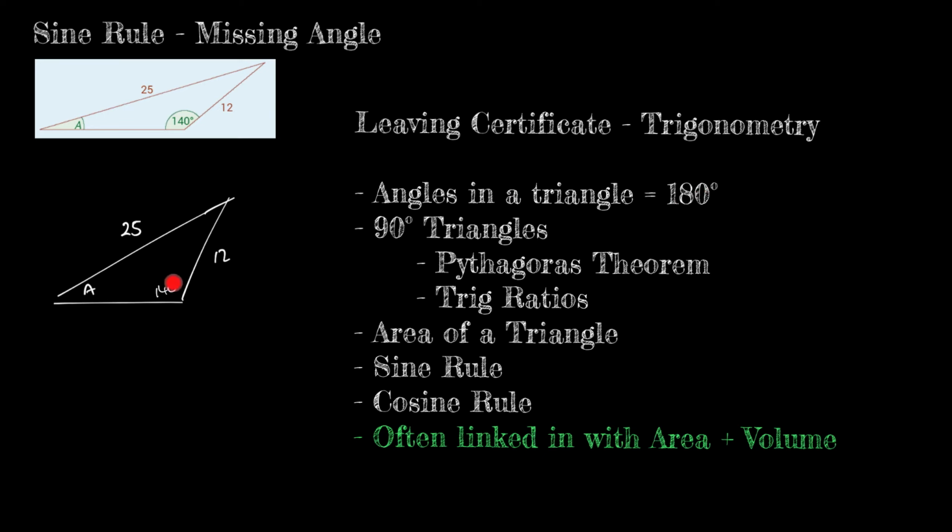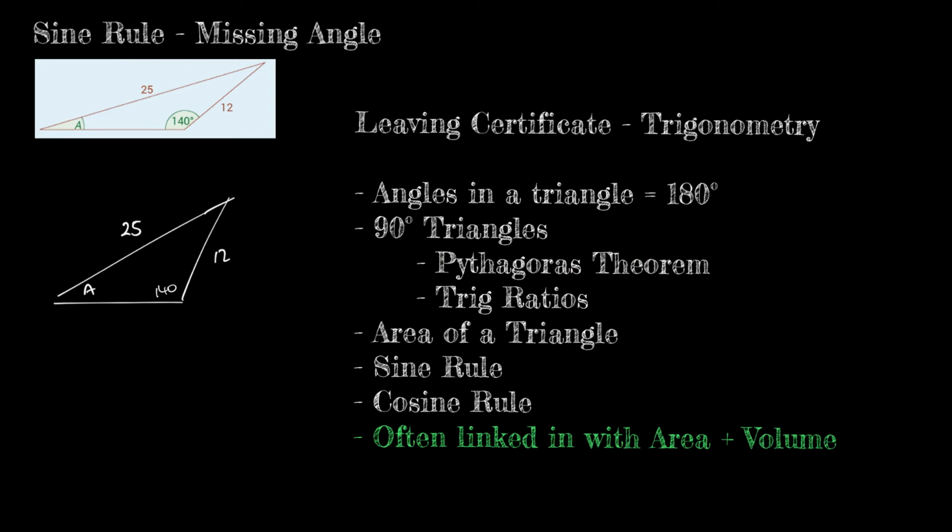The reason it won't help us in this question is because we have too many unknown angles. If I had a 90-degree triangle, I'd be able to use Pythagoras' theorem or else trig ratios. But because there's no 90-degree angle, I can't use Pythagoras' theorem and I can't use trig ratios.